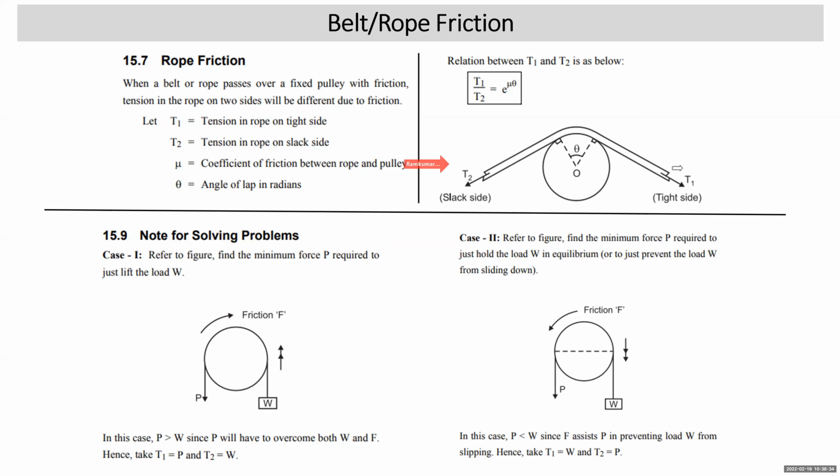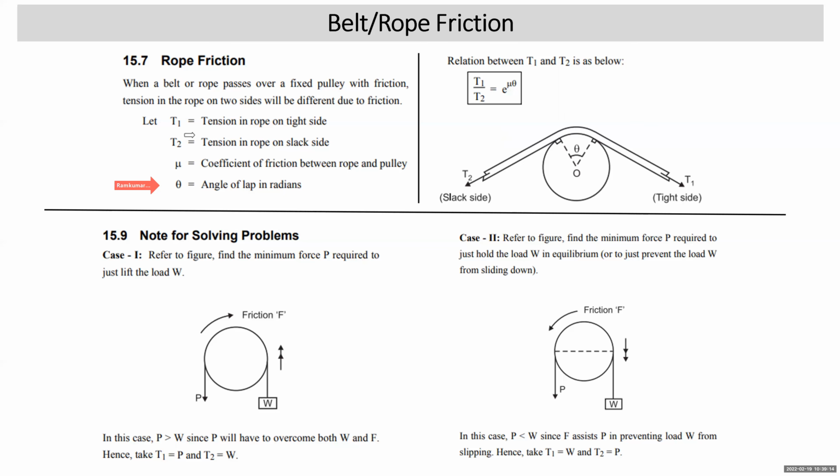So we'll say T1 is the tension in the rope on the tight side. T2 is the tension in the rope on the slack side. Mu is the coefficient of friction between the rope and the pulley. Then theta is the angle of lap. How do you get the angle of lap? When the rope is taken around the pulley, a certain part of the rope is in contact with the pulley. So from the center of the pulley, we draw perpendiculars on the two sides of the belt. Then whatever angle this part, which is in contact with the pulley, subtends at the center of the pulley is called the angle of lap, and it is to be taken in radians.